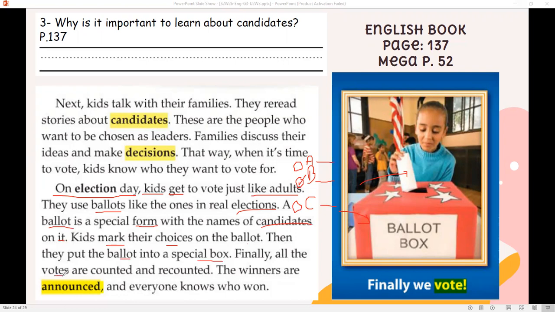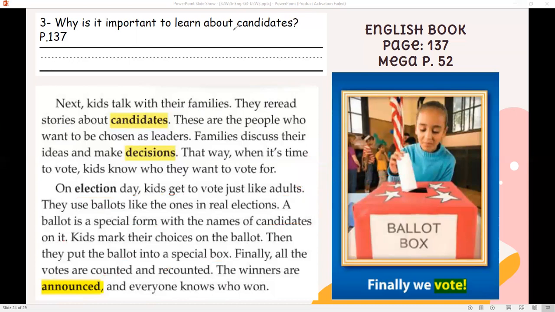Finally, all the votes are counted and recounted. Re means again, so recounted means counted again. The winners are announced. It means that they would stand up and say the names of the winners, and everyone knows who won.